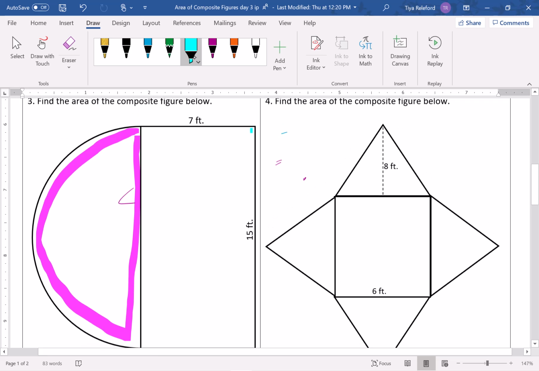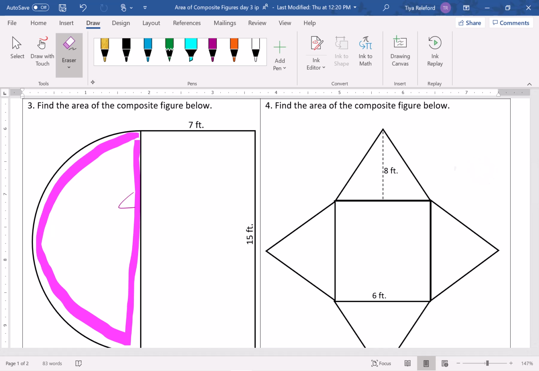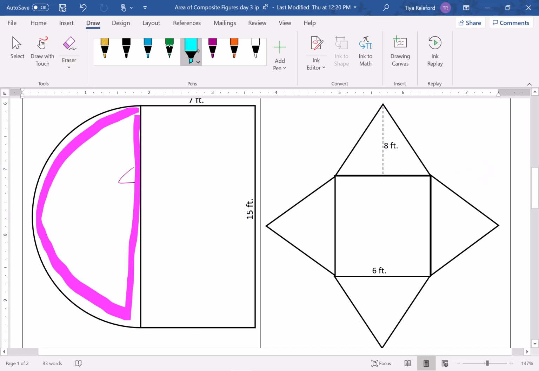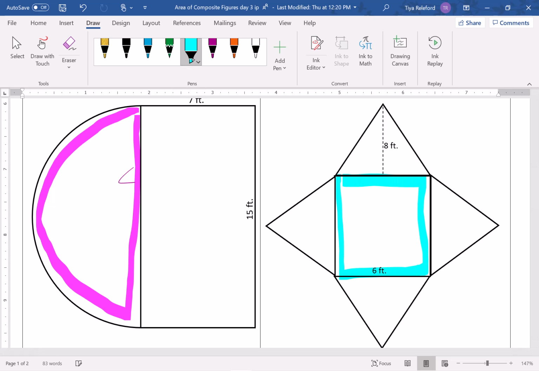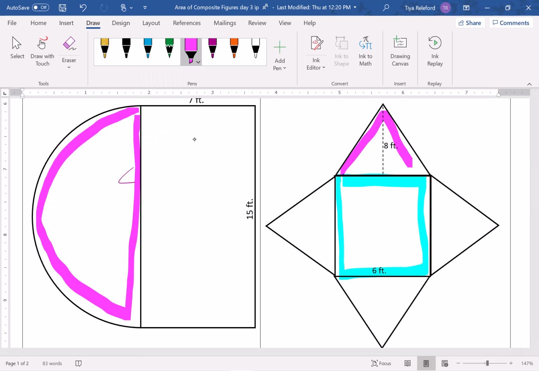Now, number 4, it calls it a composite figure. We're actually going to learn about these next week. It's actually a net, but you do it the same way. So it's not a big deal. So if you look, you have a rectangle, and then you have 4 congruent triangles.